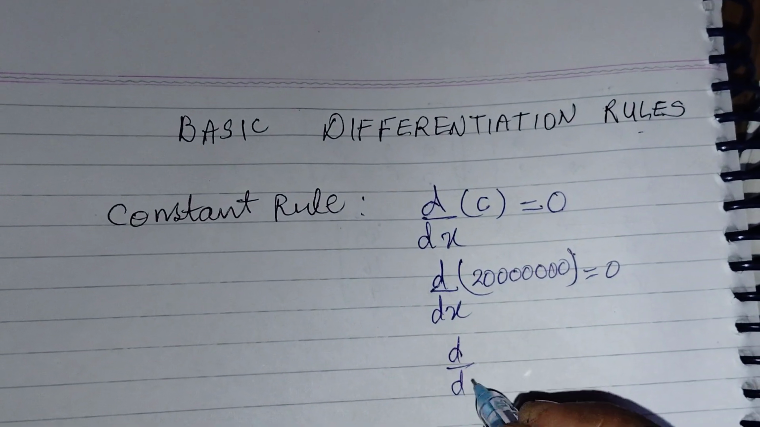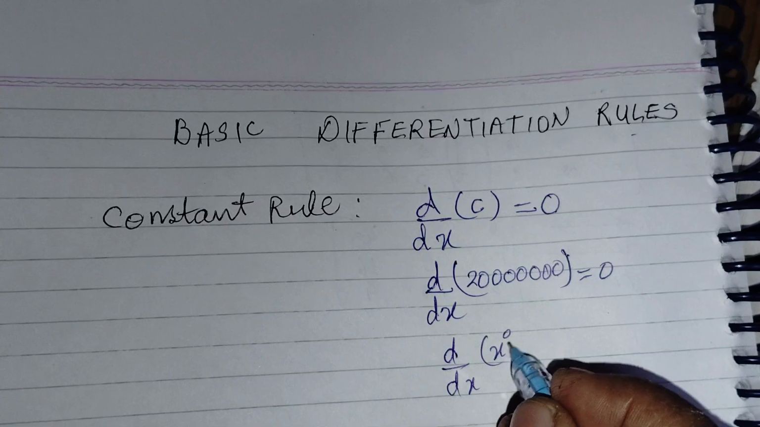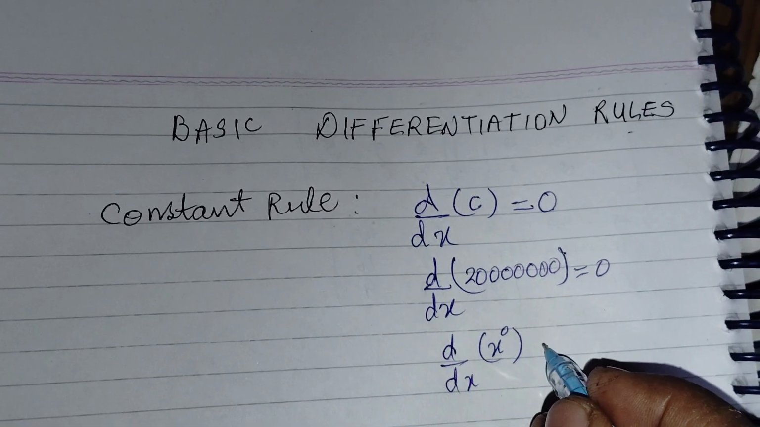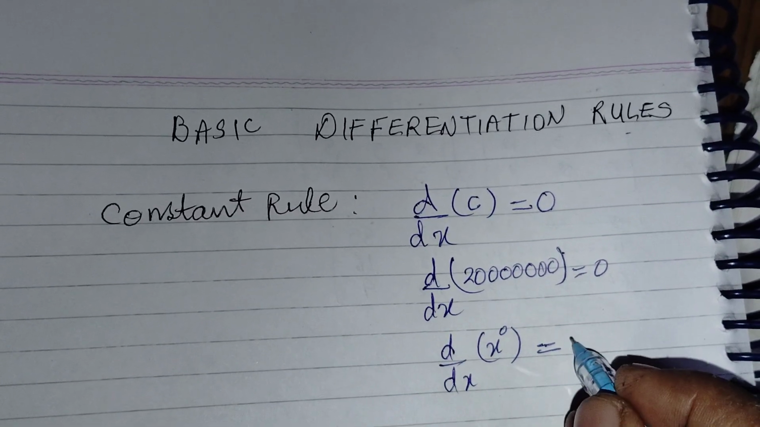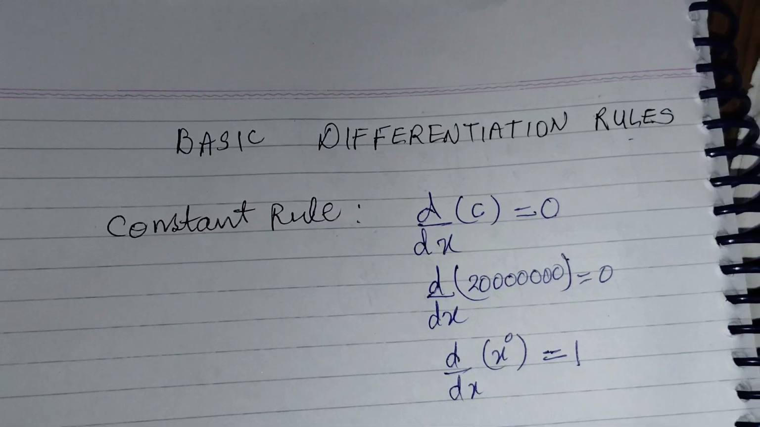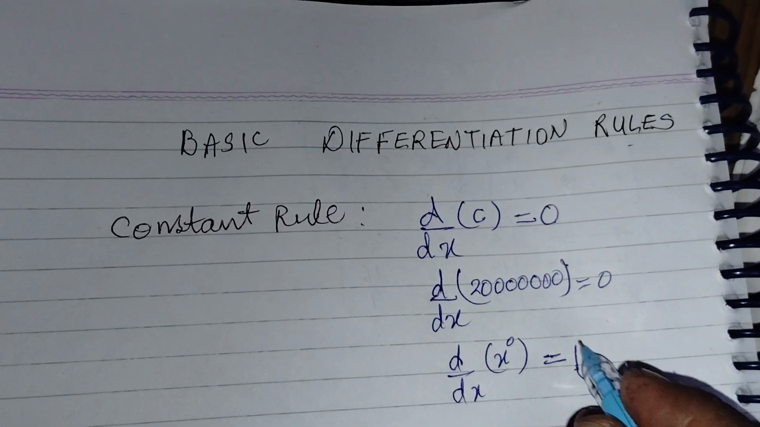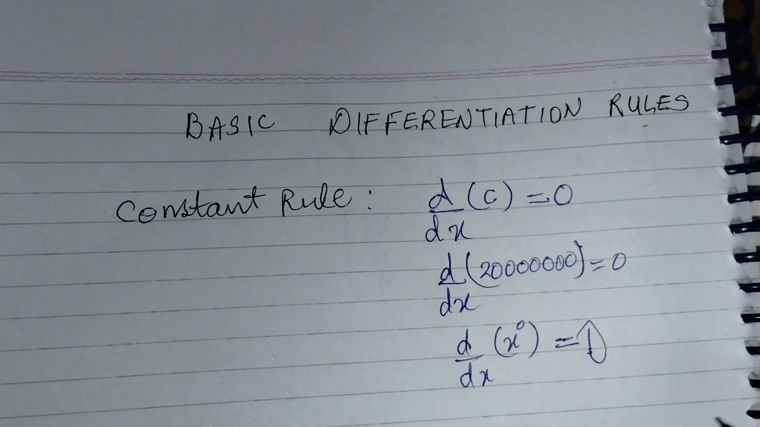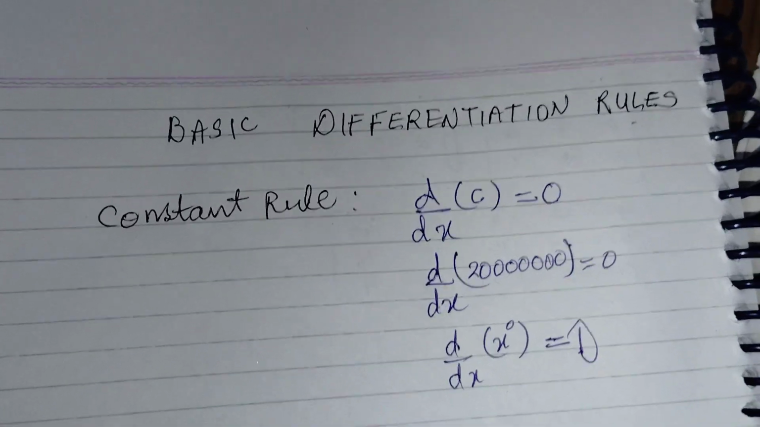Sometimes we see the question x raised to power 0. Any number that has power 0, its value is 1. It means it is a constant, and its differentiation is 0, not 1. So we have to remember this. So this is the first rule.